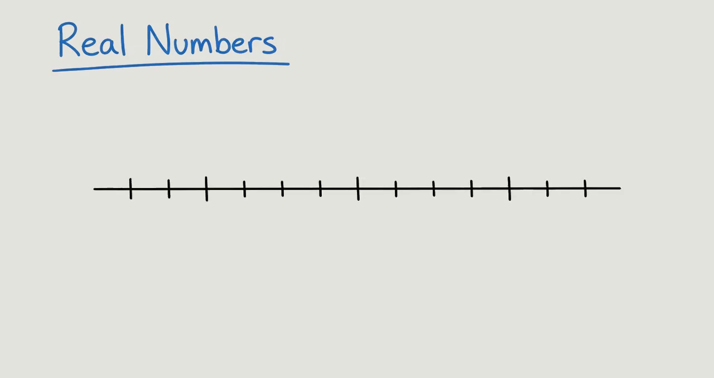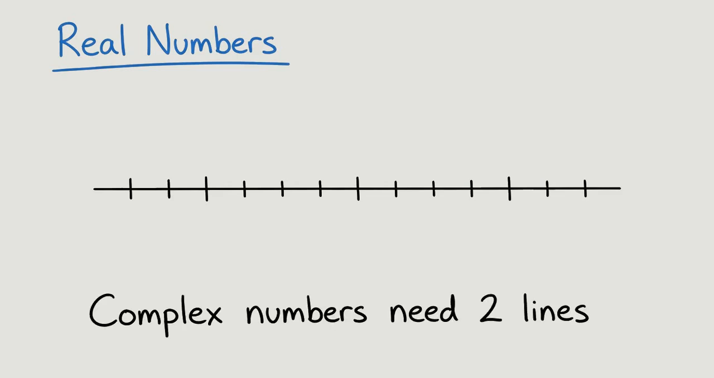Start with the real numbers. One real number lives on a line. Left and right is enough. But a complex number needs two real numbers at once. That's why one line isn't enough.